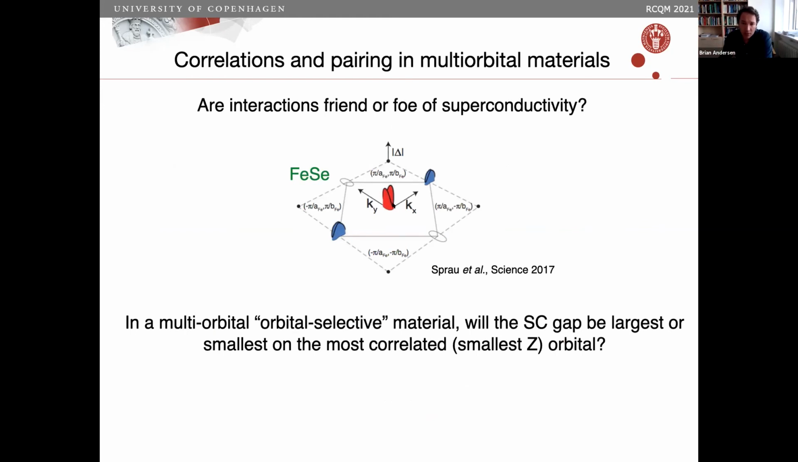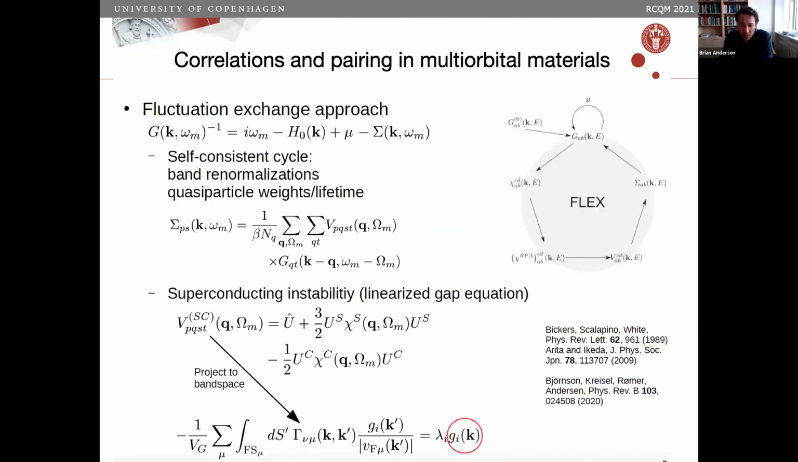But in these metallic systems, where we have multi-orbitals that are relevant to the Fermi surface, there's another question, which is, if you have these kind of iron-based systems, where will the superconducting gap actually be largest? Now, I'm not talking about Fermi surface effects, Fermi velocity effects, the density of states and so on, but just in terms of interactions. Will the superconducting gap be largest or smallest on the most correlated orbital? Naively, one might say it should be largest on the most correlated orbital because that has the largest U or J. However, that turns out not to always be true.